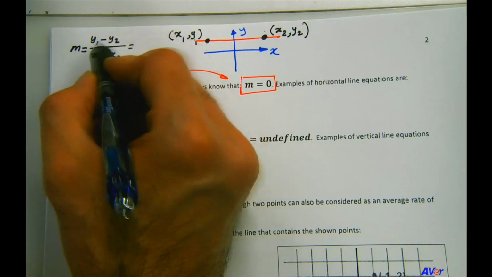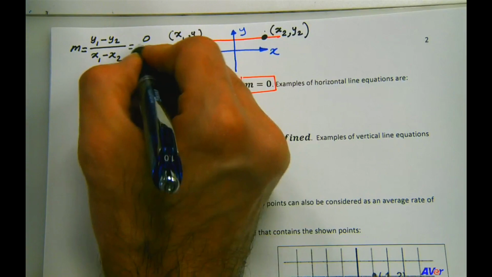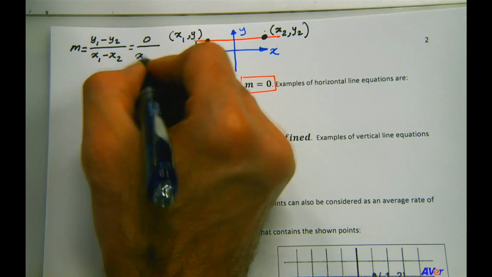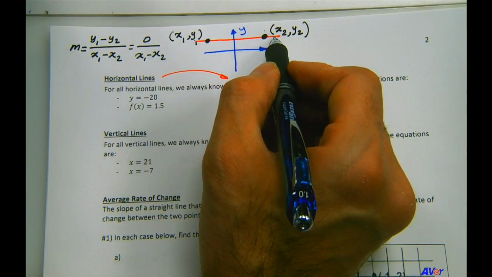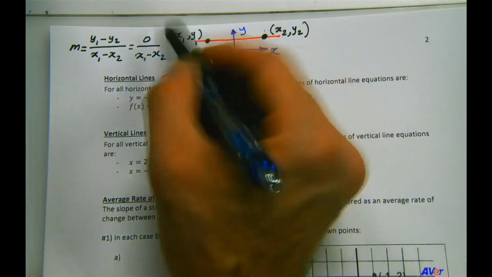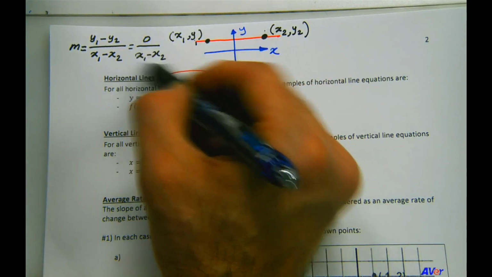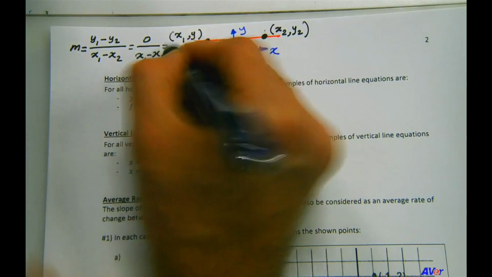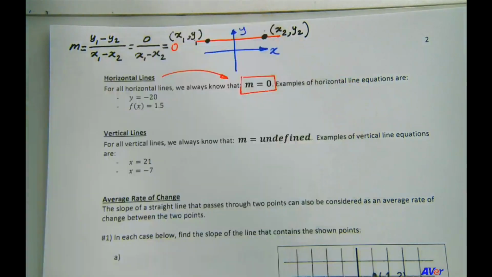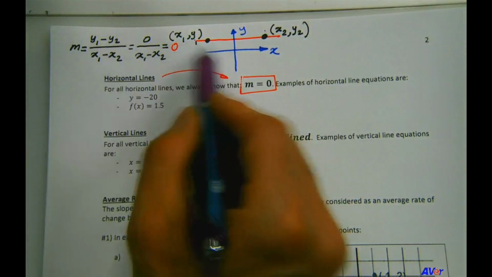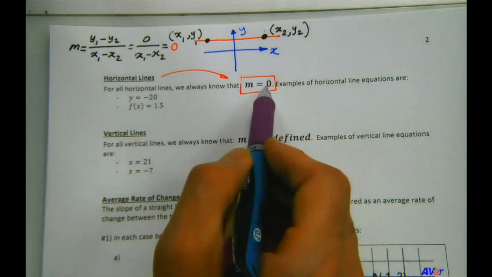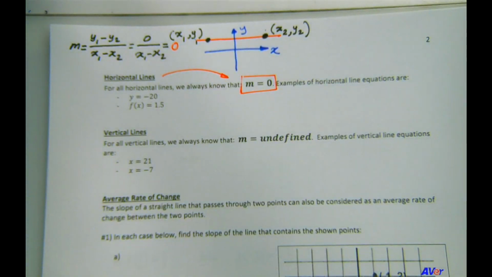So if they're equal, their difference should be 0 divided by x1 minus x2. Now, do we know what x1 and x2 are? No, but it makes no difference what they are because 0 divided by any quantity is equal to 0. 0 divided by a billion, it's 0. 0 divided by 1, it's 0. So we've shown that the slope of a horizontal line is always equal to 0. Okay?